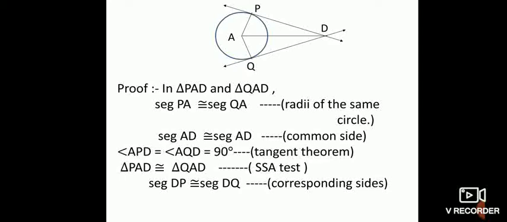We have seen that the three factors of triangle PAD are congruent with the three factors of triangle QAD, and therefore triangle PAD congruent triangle QAD according to the SSA test. If the two triangles are congruent, their corresponding parts are also congruent. Therefore, segment DP congruent segment DQ. The segments DP and DQ are the corresponding sides of the congruent triangles.